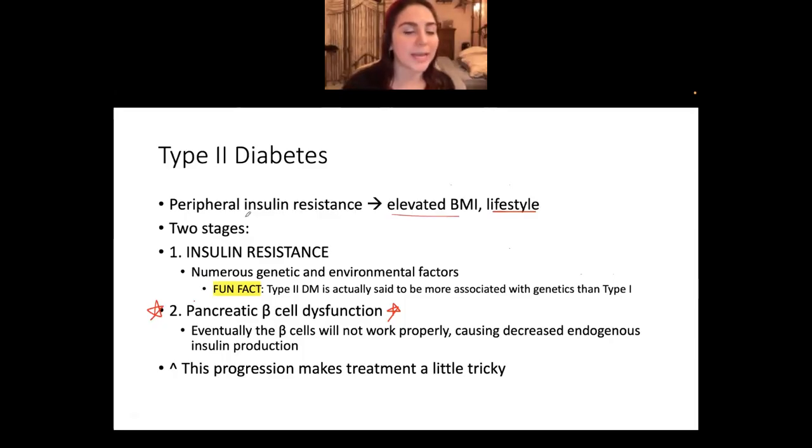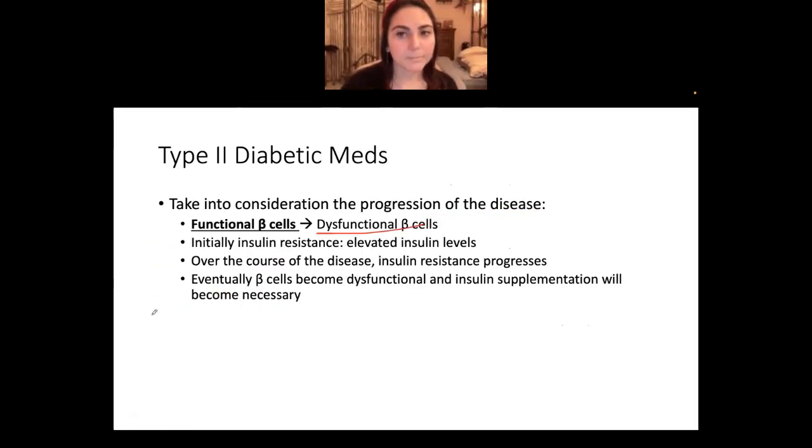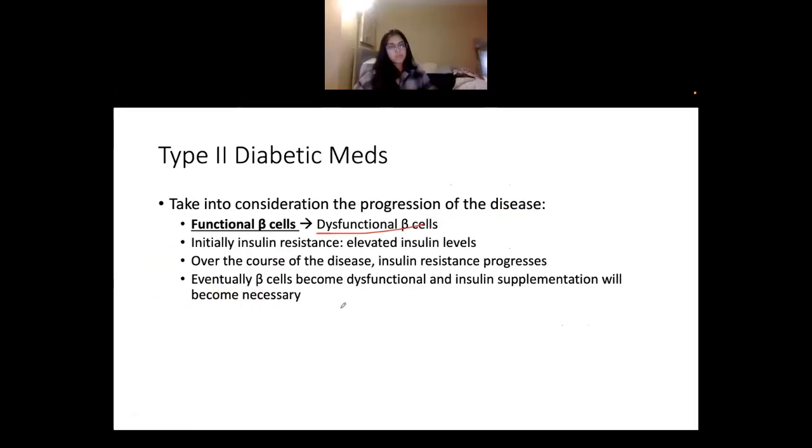And it could just be they had undiagnosed insulin resistance type 2 diabetes, and now all of a sudden the pancreatic beta cells have stopped working. That makes sense, yeah. So it gets a little tricky with the type 2s.